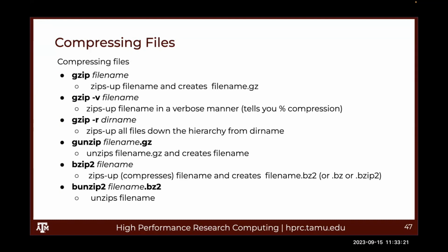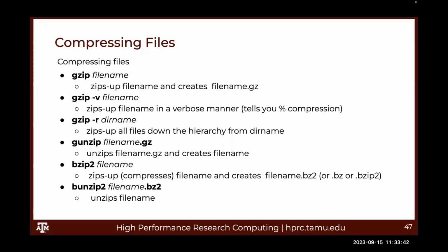-v will print in verbose mode and tells you the percent compression. -r, again, is recursive, so it zips all the files down the hierarchy from the directory name.